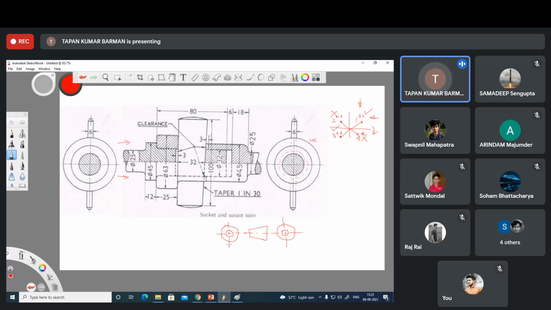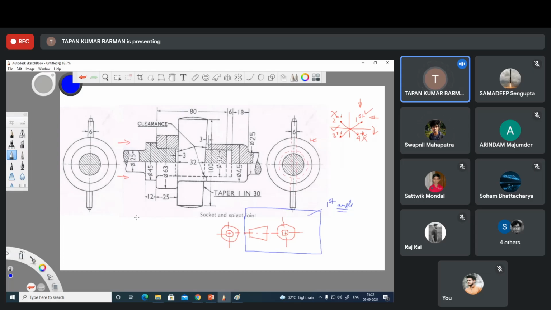Though the center line should be drawn using half of the thick line thickness. So this part or this symbol should be used for first angle, right? Is there any difficulty to understand why it is in first angle?